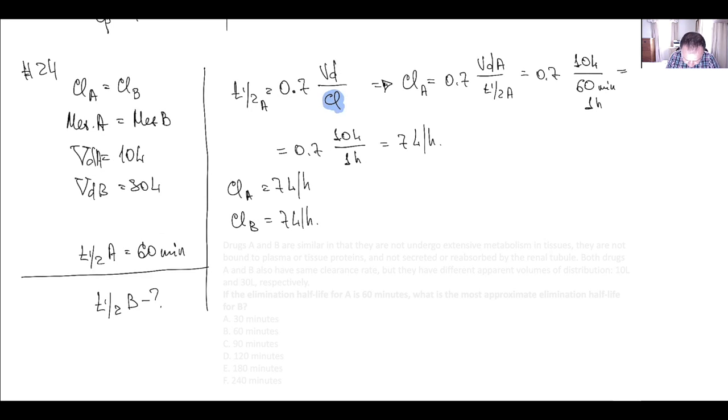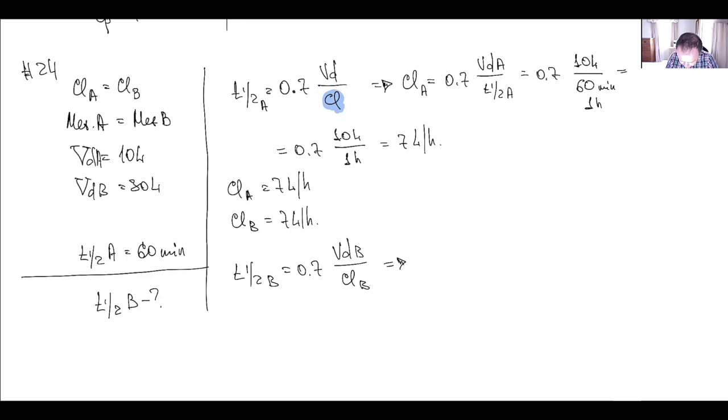What is the half-life for drug B? The half-life for drug B will be 0.7 times volume of distribution for drug B divided by clearance for drug B. And this will be 0.7 times volume of distribution for drug B, 30 liters, over clearance for drug B, 7 liters per hour, right? So what is the answer? 3 hours, or around 180 minutes. What about that?